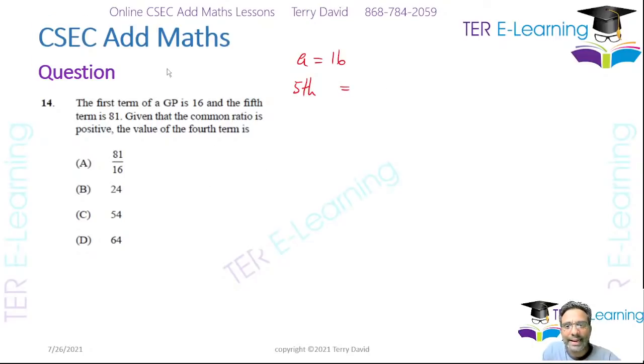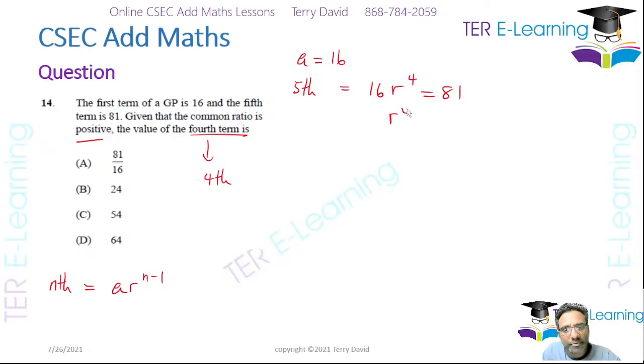Now remember, the nth term for a geometric progression or geometric series is given by AR to the power n minus 1. So if it's my fifth term, A is 16, multiplied by R, they didn't tell us what R is, n minus 1 is going to be 5 minus 1, which is 4, and that is equal to 81. They said, given that the common ratio is positive, find the value of the fourth term. So the question wants our fourth term. But before we can do that, we need to figure out what R is. So R to the power 4 is equal to 81 divided by 16.